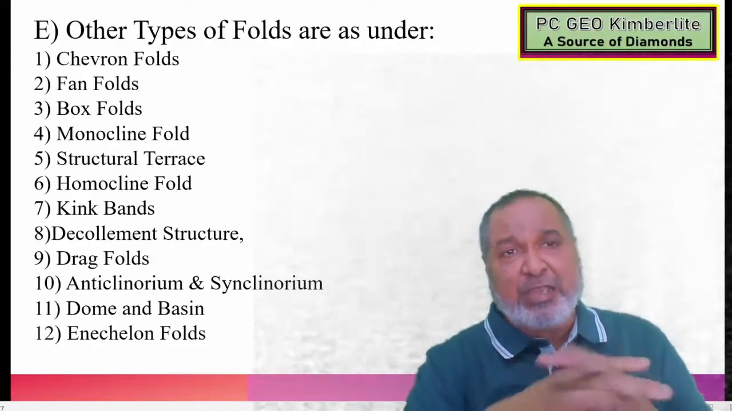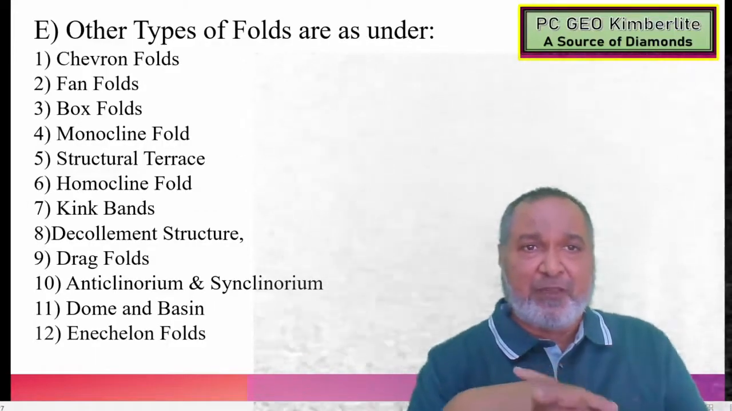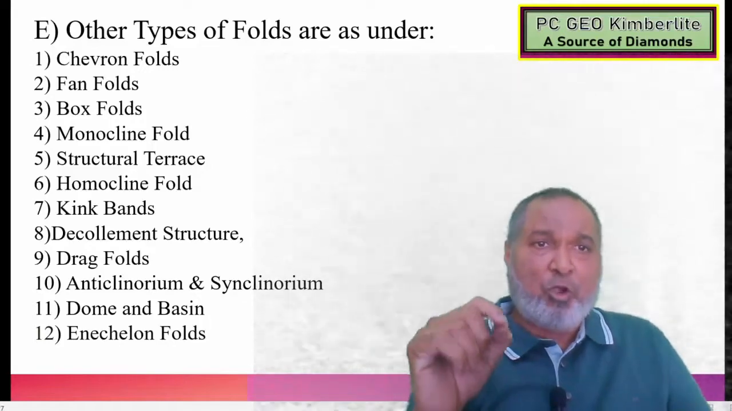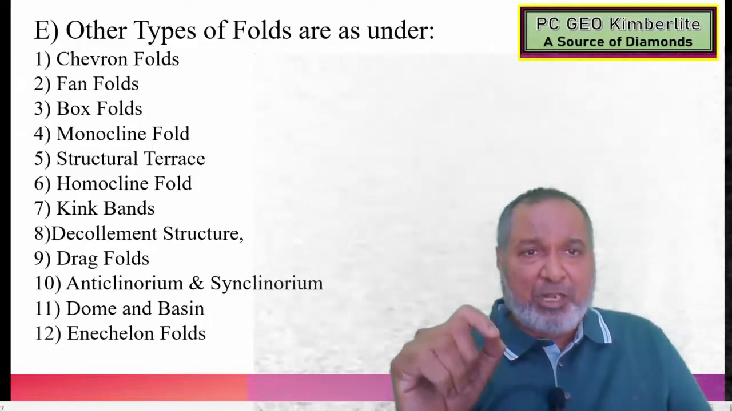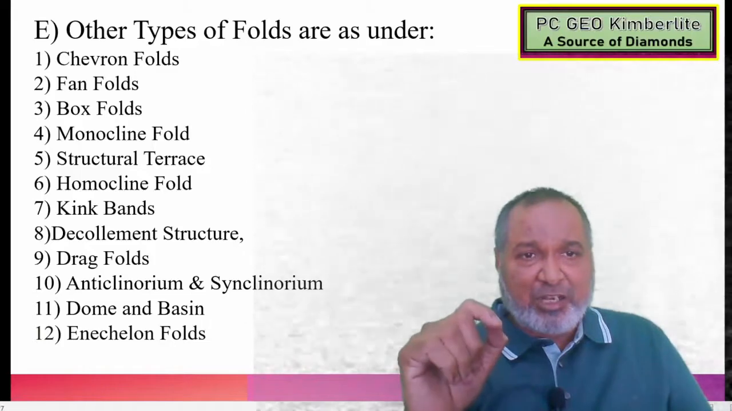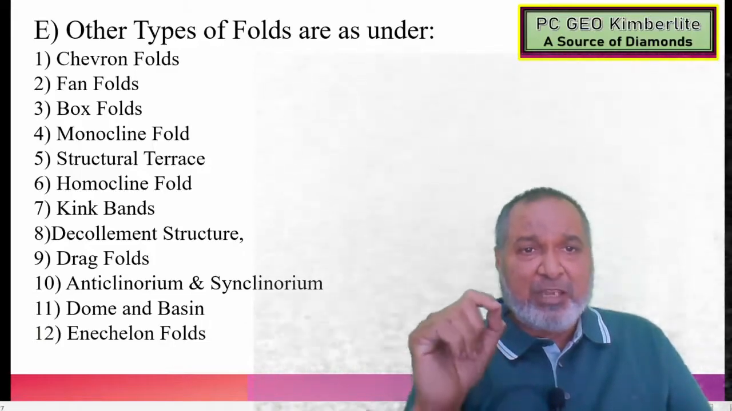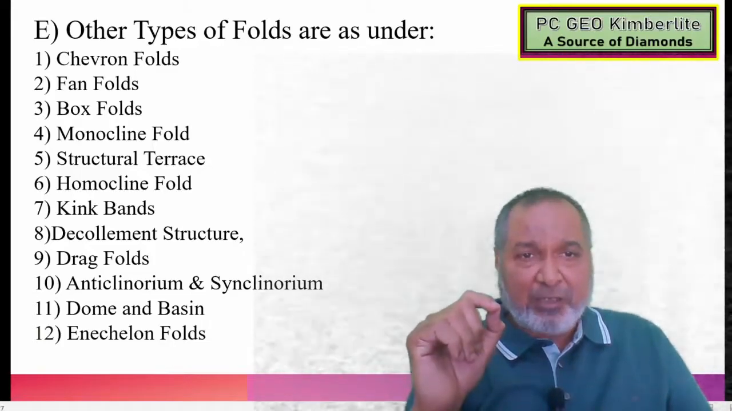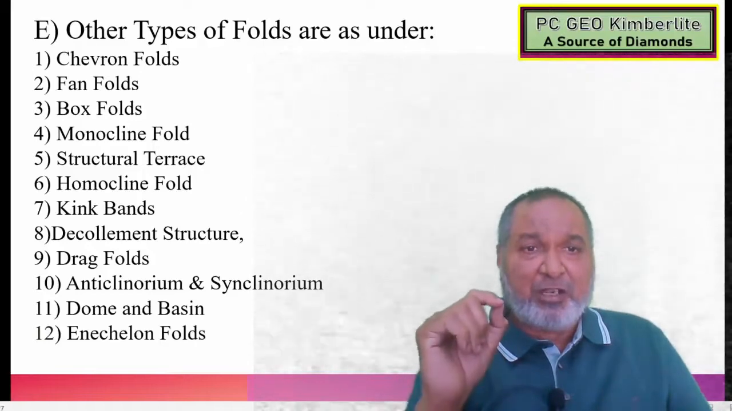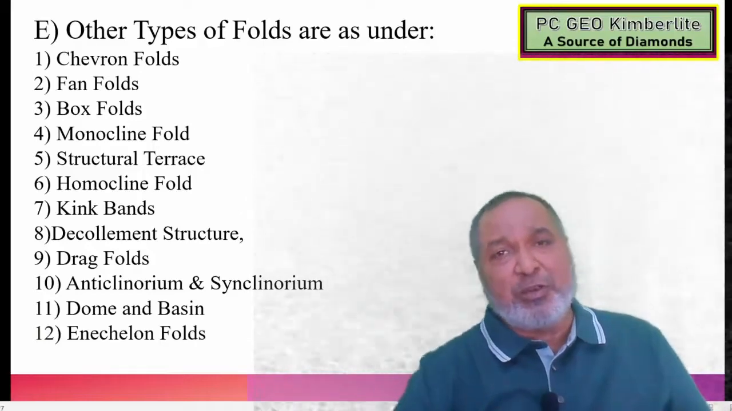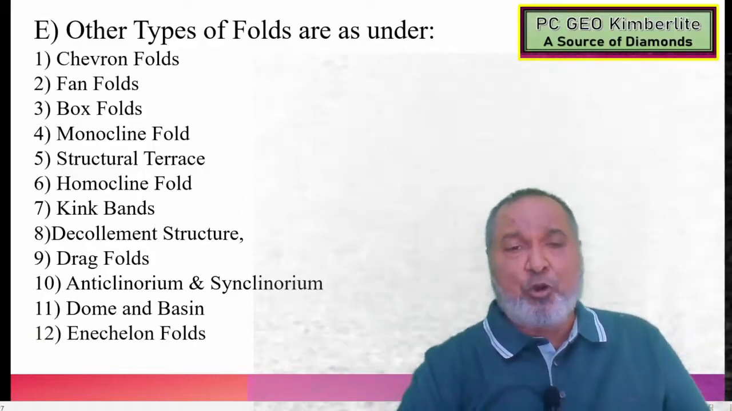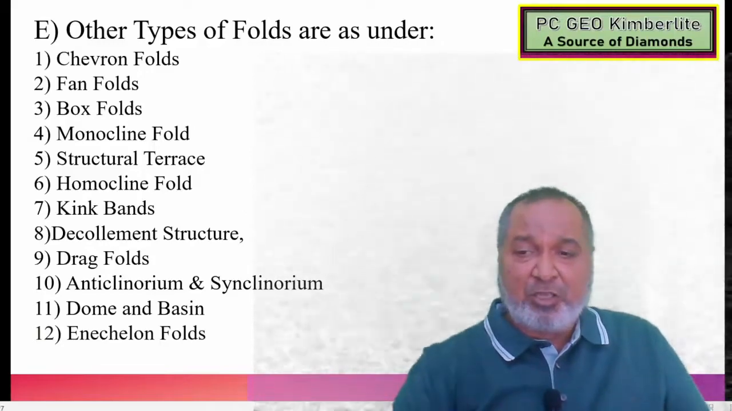Then in the E type, we are going to see the other types: chevron fold, pan fold, box fold, monoclinic fold, structural terrace, homocline, kink folds, decollement fold structure, drag fold, anticlinorium, synclinorium, dome and basin, and en echelon folds.